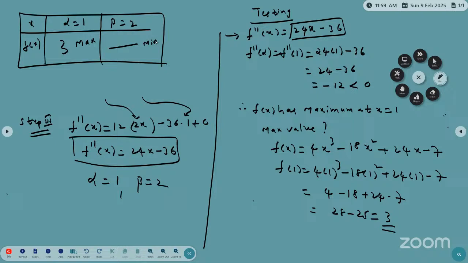What is the top point here? 1. 1 is giving the maximum. What is the maximum? 3. 1 is the stationary point, 3 is maximum. And the question is not completed. We have one more stationary point. What is that? Beta. We have to test the beta, right?